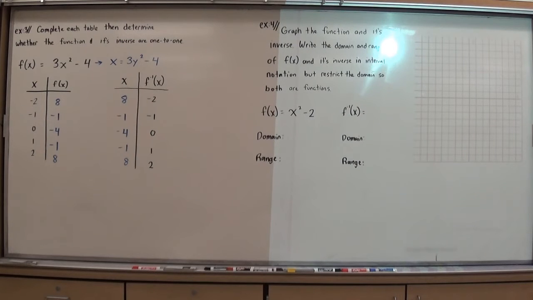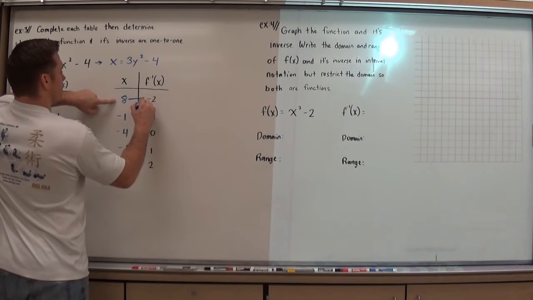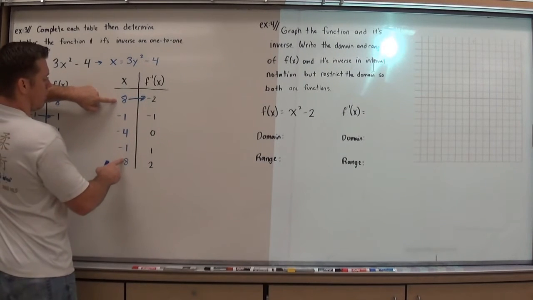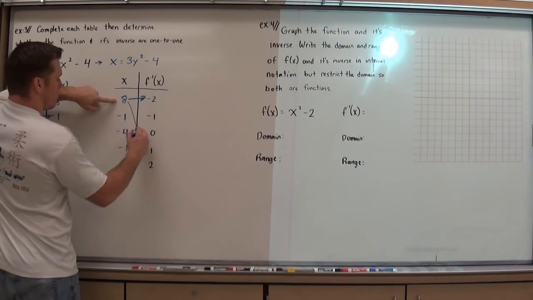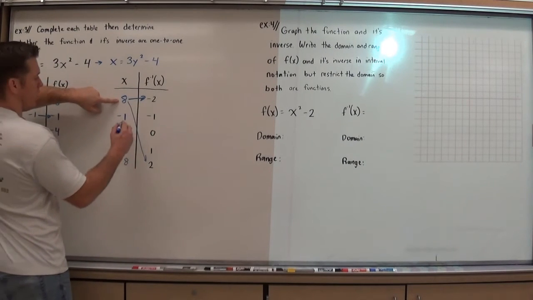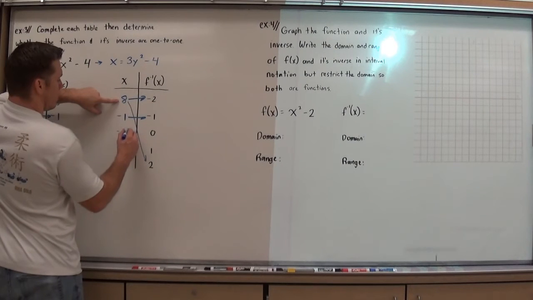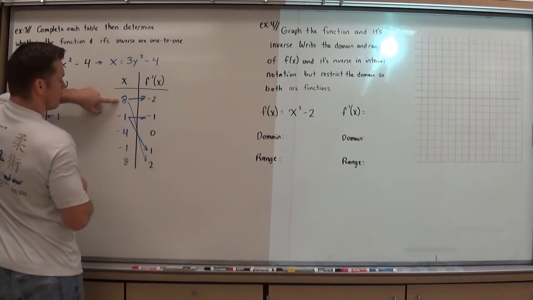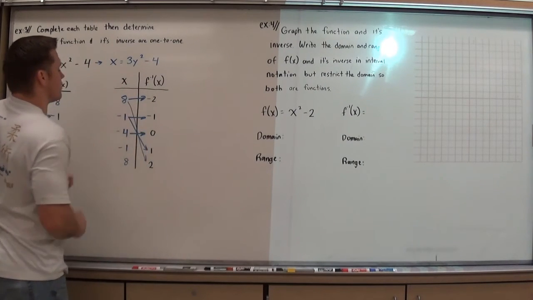So, are these functions? Well, to be a function, you have to have one output for every input. So negative 2, one answer. Negative 1, one answer. 0, one answer. 1, one answer. 2, one answer. Here, 8 could be negative 2 or 2, technically, because I have 8 in 2 spots. Negative 1 could be negative 1, but it could also be positive 1. The only one that had one answer was negative 4.